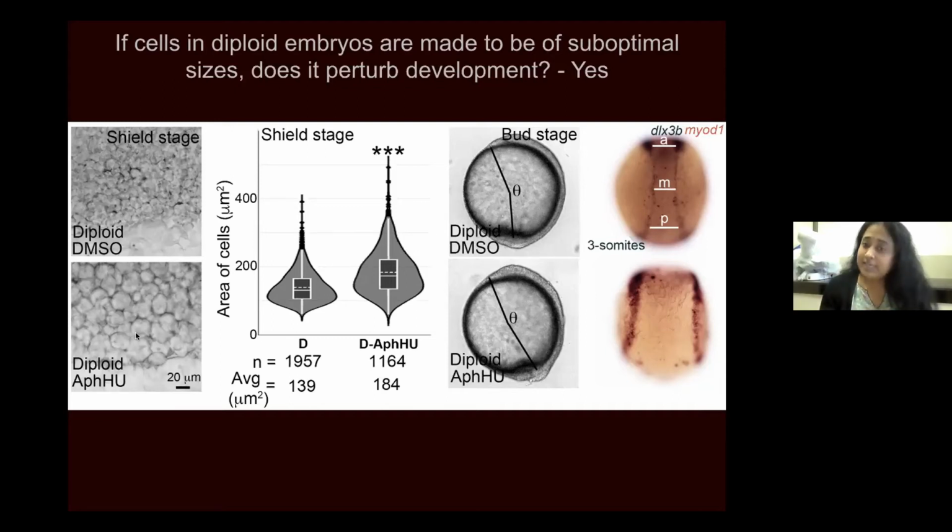So the cell size does increase. These are deployed cells whose sizes have increased. This is quantified in these graphs here. And they tend to show similar gastrulation defects. So this is the axis, the midline convergence defect beginning at the time point of axis elongation. You can see that the two sides of the embryo have not quite come together yet.